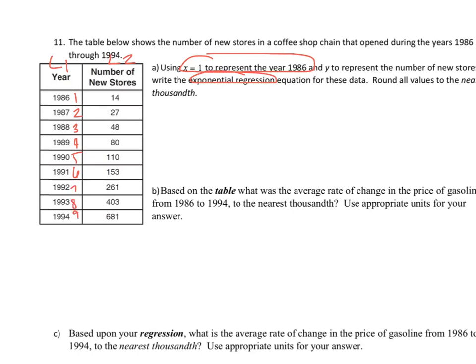And you are going to go to stat edit in your calculator and enter 1 through 9 into list 1, and the 14 through 681 into list 2. And then once you enter that into your calculator, you're going to go to stat calc and do the exponential regression, which is choice 0. And you're going to fill into the y equals a b to the x. You want to round to the nearest thousandth, which is 3 decimal places. So a is going to be 10.596 and b is 1.586, and just remember to do to the x.